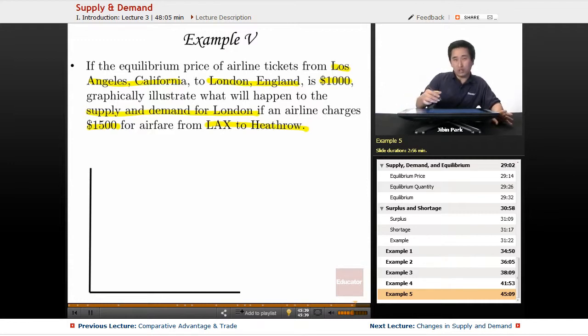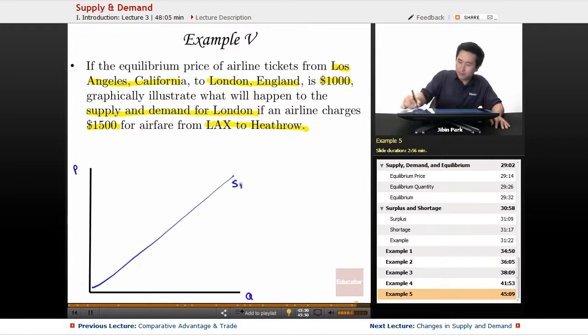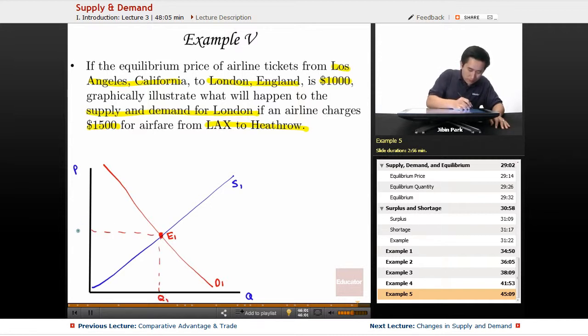Again, you could draw the market supply and demand schedule, but it's easier just to put the price here and the quantity here. You have an upward sloping supply curve and a downward sloping demand curve, and you label this as E1, and you put Q1 here and P1 here. The P1 here happens to also be $1,500. And so the equilibrium is not 1,500, it's 1,000. And then Q1 is unmentioned there.